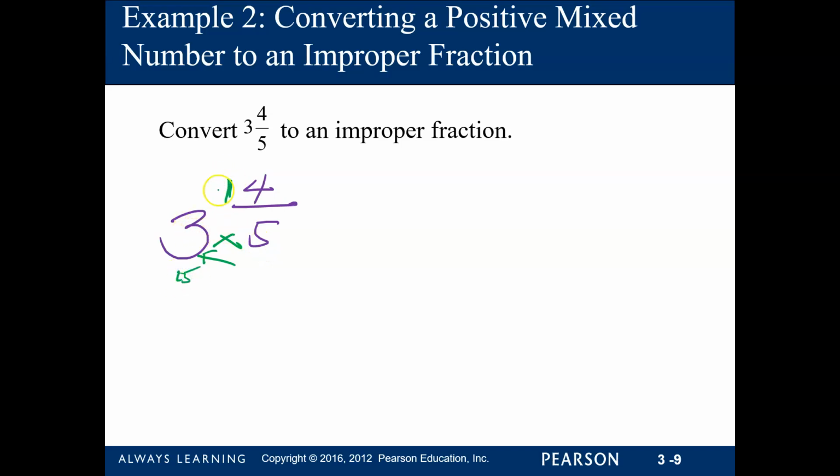And then we add the numerator. So 15 plus 4, and that's going to be equal to 19. That is now our new numerator. The denominator is simply the same one, which is 5. So this is how we can change our mixed number to an improper fraction.